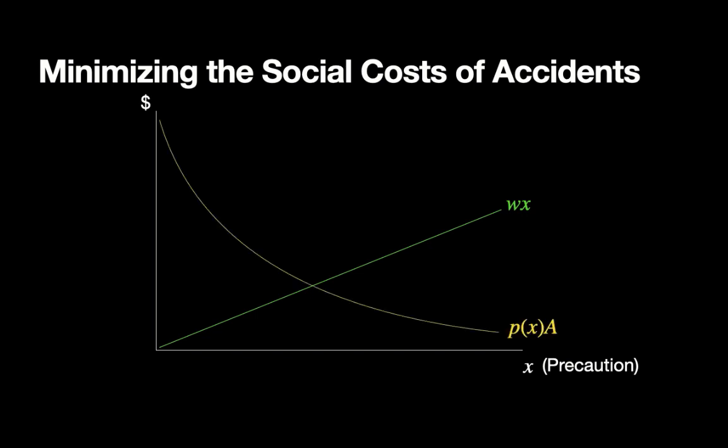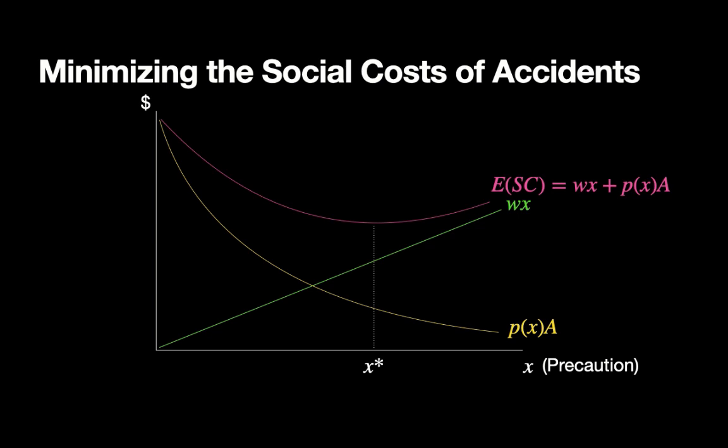The yellow line shows the expected cost of the harm from an accident. This is the probability of an accident times the cost of the harm of an accident. Since the probability of an accident decreases as more units of precaution are taken, this line slopes down. The pink line is the sum of the other two. It shows the social cost from accidents, the expected cost due to the harm of an accident and the costs incurred from taking precaution. The optimal level of precaution takes place where the social cost function is minimized.